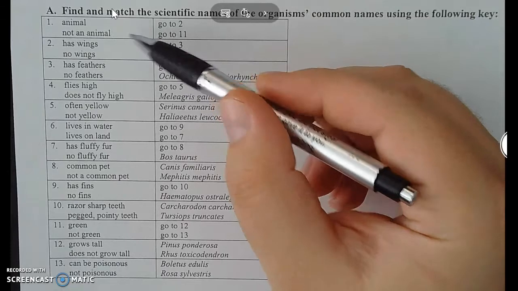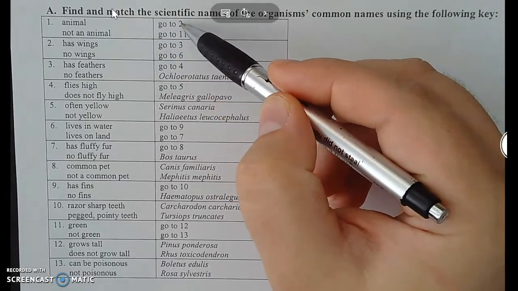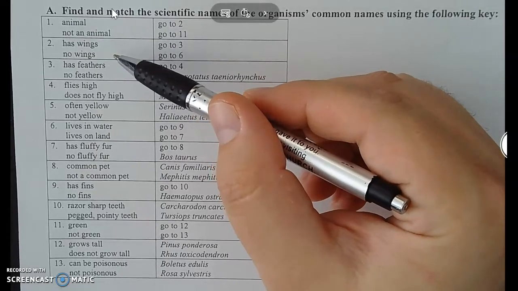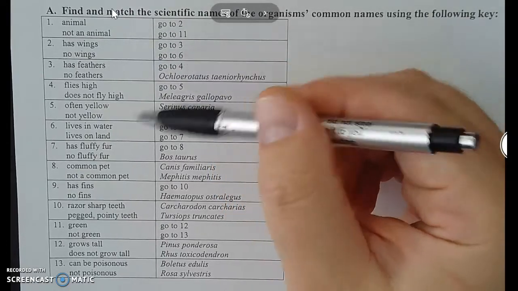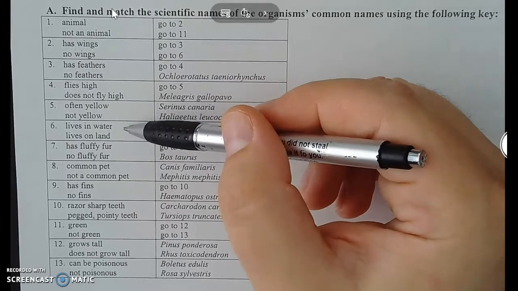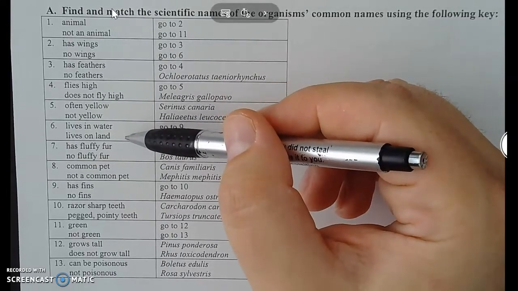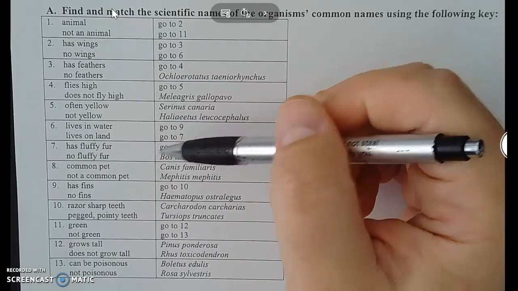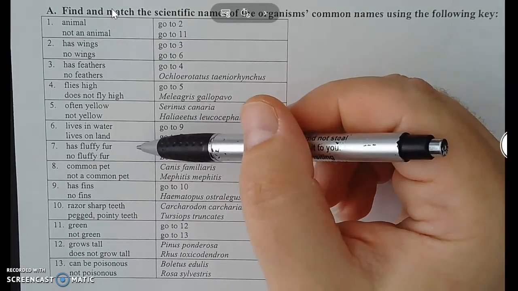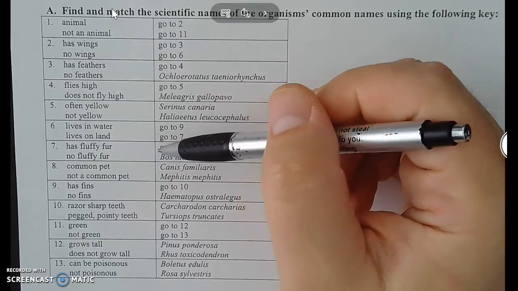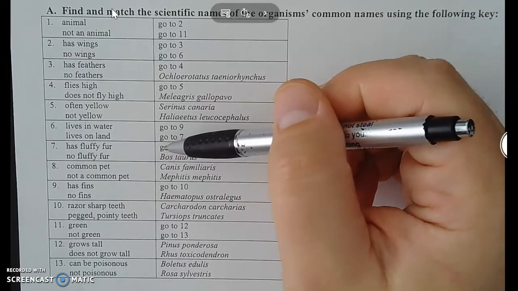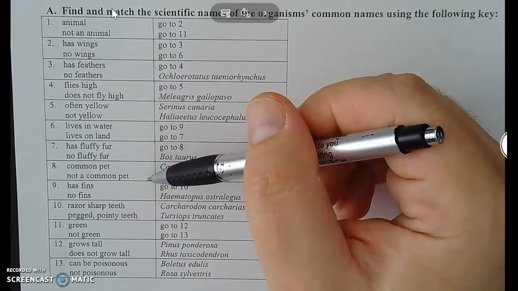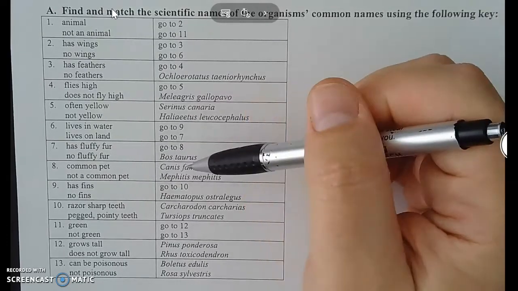Well, dog is definitely an animal, so I'm going to go to number 2. It says, has wings or no wings? Well, dogs definitely don't have wings, so I'm going to go to 6. Lives in water, lives on land. Dogs definitely live on land, so I'm going to go to 7. Has fluffy fur, no fluffy fur. Dog's fur is soft, so you consider that fluffy, so I'm going to go to 8. Common pet, not a common pet. Dogs are a common pet.